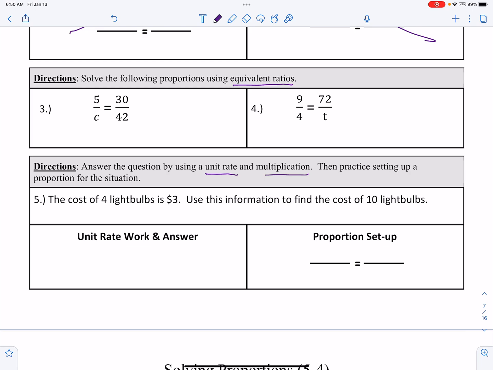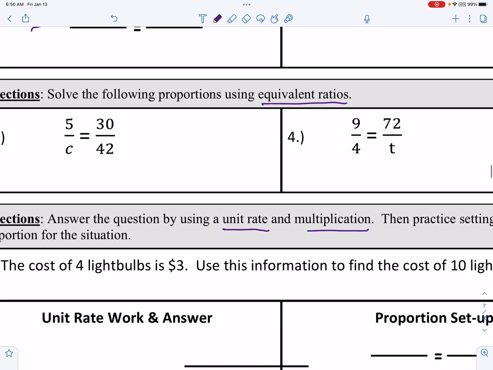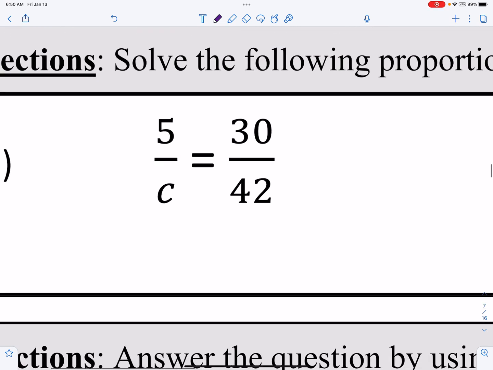For number 3, they want us to create equivalent ratios. And so what they're saying is, before you mess with all the cross-multiplying and isolating the variable, which is definitely more work, just see if you can create an equivalent fraction to solve for C. Okay, so I'm going to be looking at this number and saying, okay, can I divide by something over something to create that other fraction? And if you can, then you don't have to do the means and extremes work, okay? Because I already know these are proportional. So 5 over C is going to be equivalent to 30 over 42.